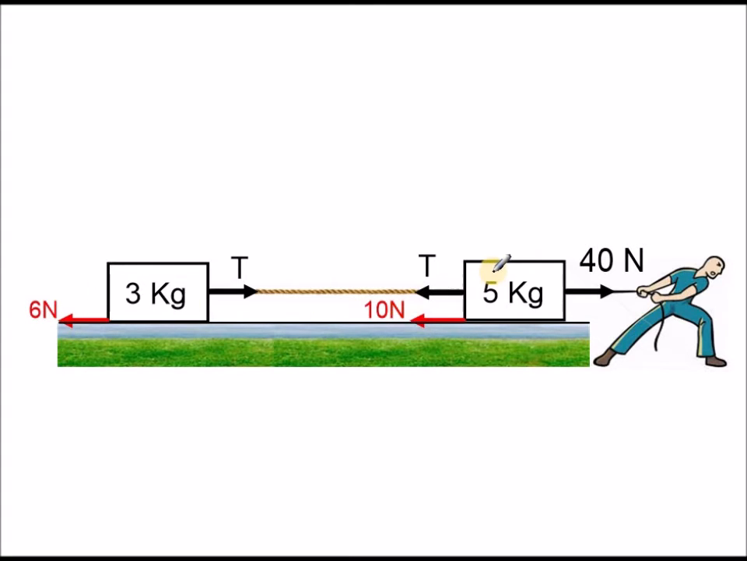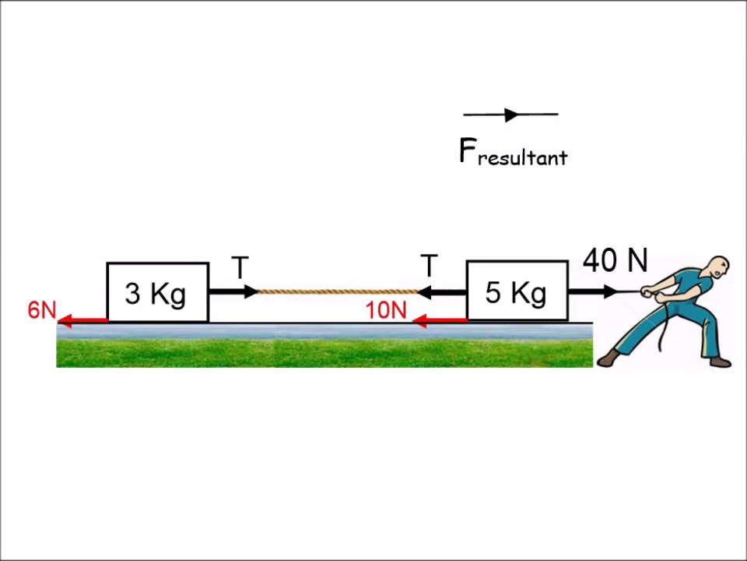Likewise, the 5 kilogram block experiences a 10 Newton frictional force, and both of these in red represent friction, and they are both in the opposite direction to motion. So there will be a resultant force towards the right, which will lead to an acceleration towards the right. So for problem solving, I will take this direction as positive.